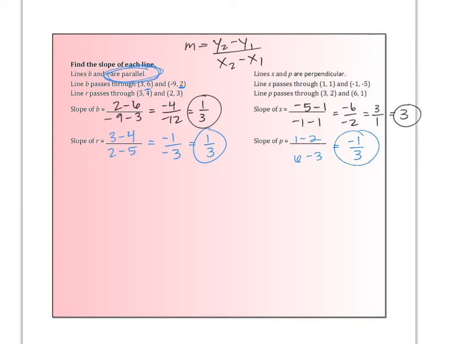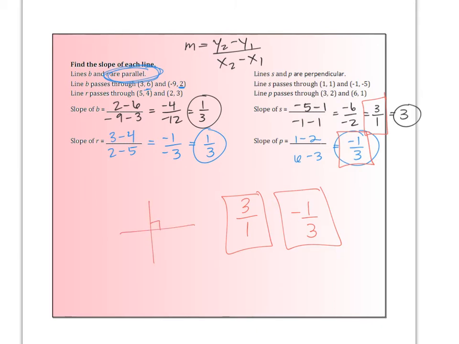These lines are definitely not parallel because they do not have the same slope. So what I want you to think about is the 3 over 1 and the -1 over 3. Those are inverses of each other, opposite inverses. So if I take the 3 over 1 and I flip it to 1 over 3 and I switch the sign, these two slopes are perpendicular to each other. Remember, perpendicular means they meet at 90 degrees.